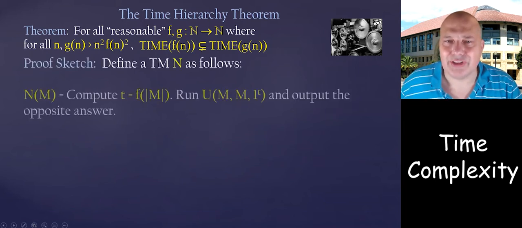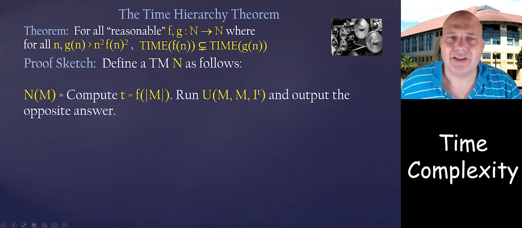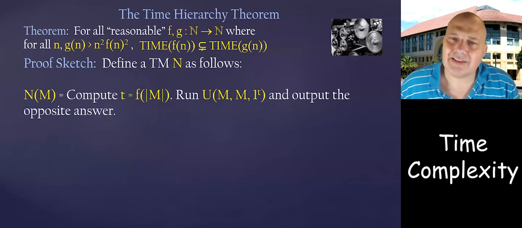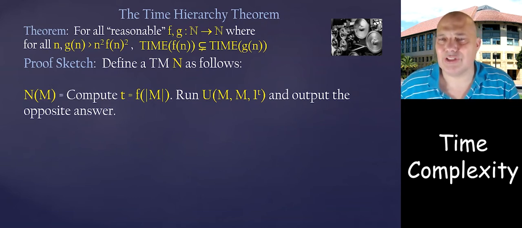A little bit more details. We define the machine N as we said before. N on the machine M as input computes t, which is f of the length of the description of M, so f of its input length. For this to be efficient, we need this notion that f is reasonable. And it runs the universal Turing machine with a clock on M, its own description as input, and the clock 1 to the t, and outputs the opposite answer.